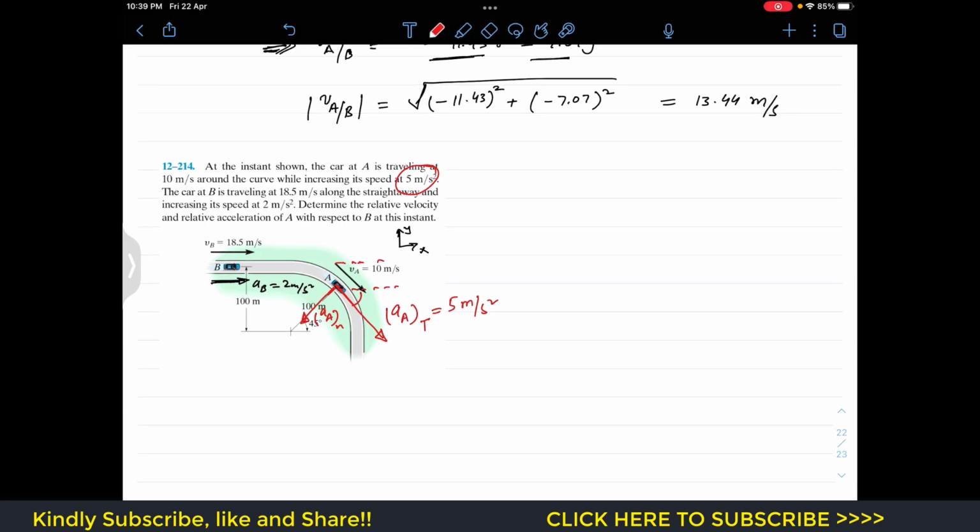So now we can find the acceleration of A in the normal direction, as we know that AN will be equal to VA square divided by radius of curvature, and VA is 10. So this is 10 square, and the radius is 100. So 10 square is 100 divided by 100. This gives us 1 meter per second square. Now the car A has the tangential acceleration and the normal acceleration.